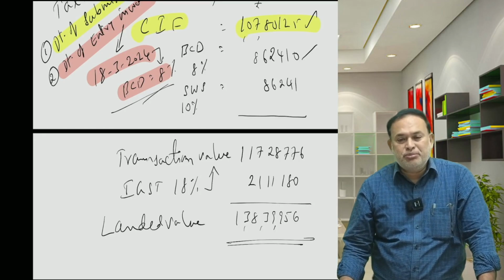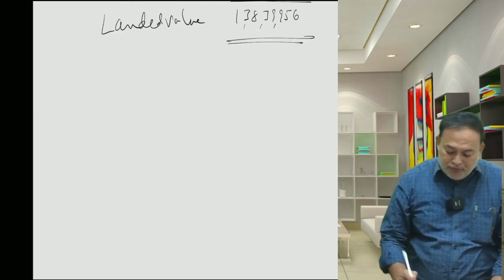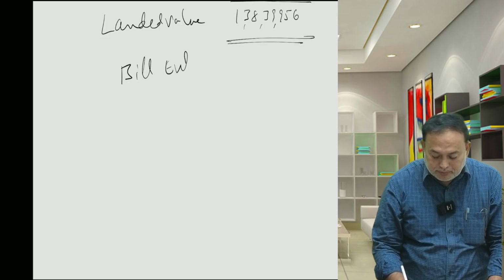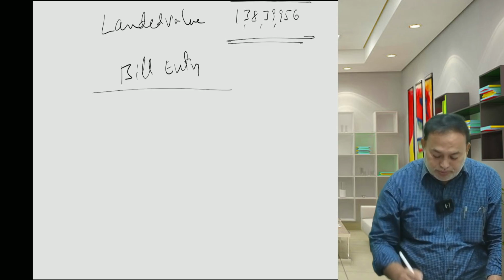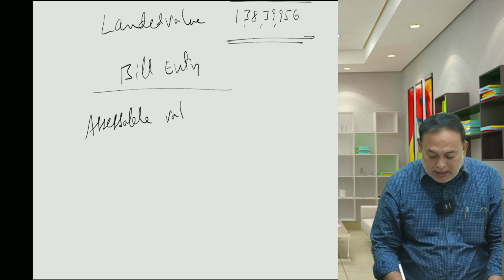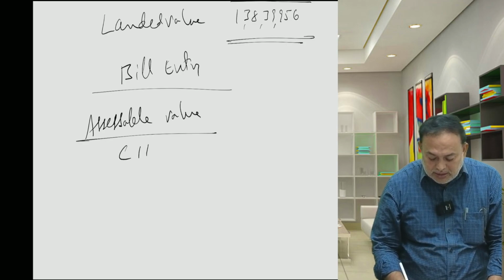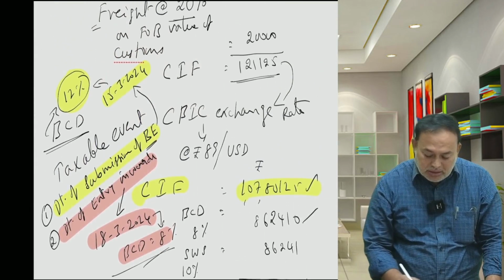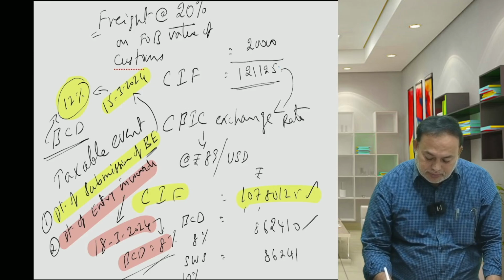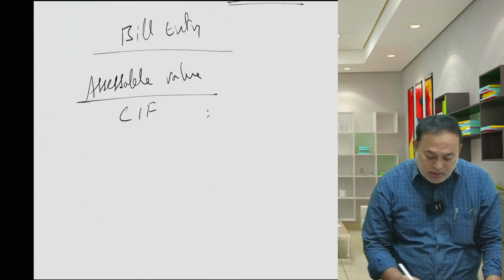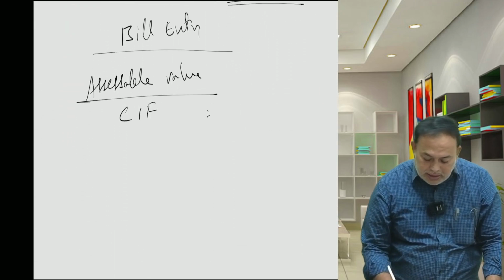Why I refer so much is, in your bill of entry, you have to show the assessable value, which is the CIF value. How much? Means you got here USD. This is your USD, correct? That USD, copy and paste the CIF value, you have to show in USD.